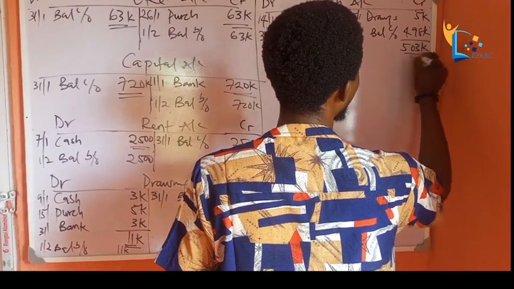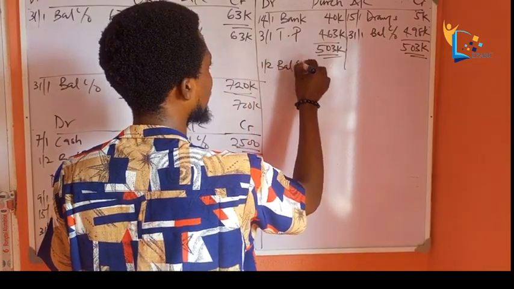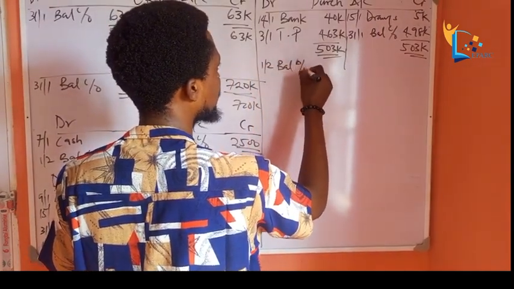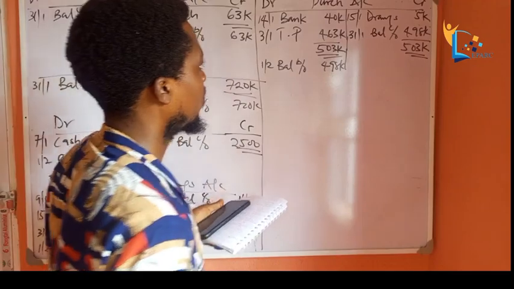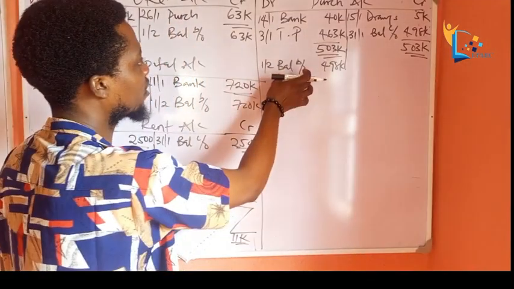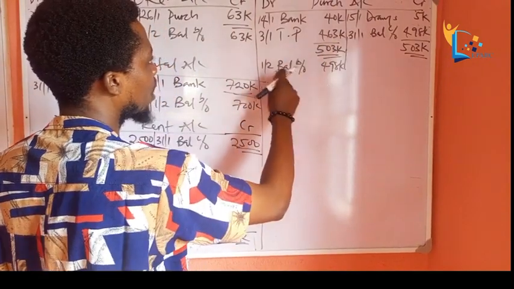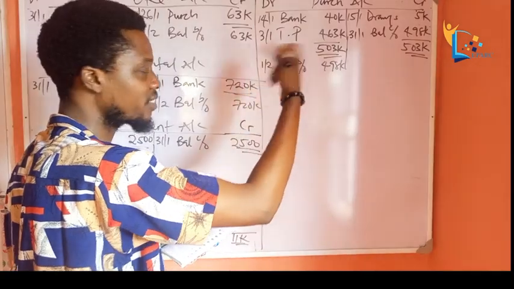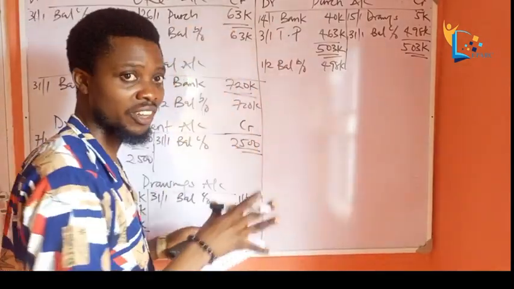Okay, so we have 1st of February balance brought down, which is 498k. I hope it's getting clear. This balance brought down, 31st of January has ended. So the balance brought down will be the next month, or the next period, which is the next month actually, because this is a monthly transaction.